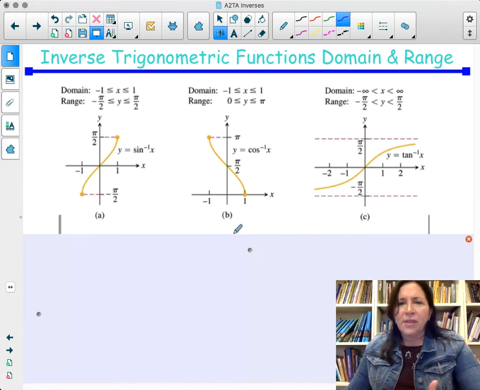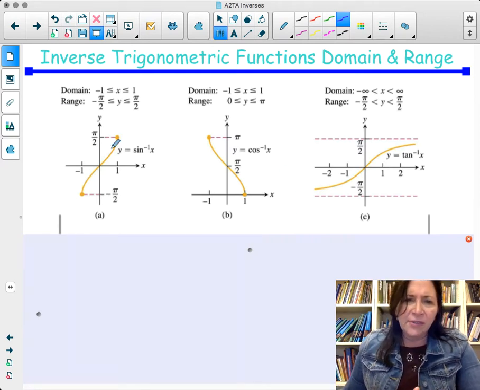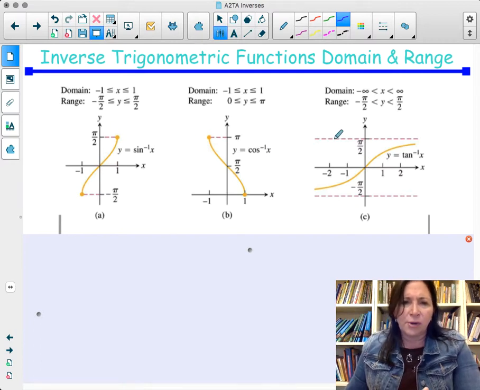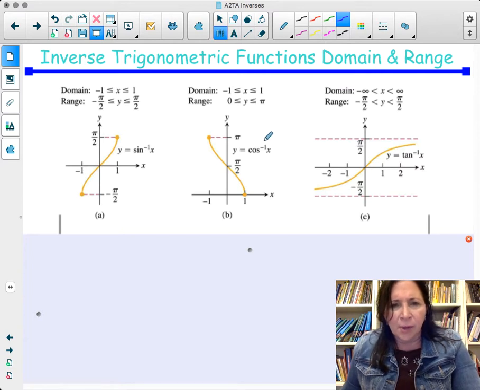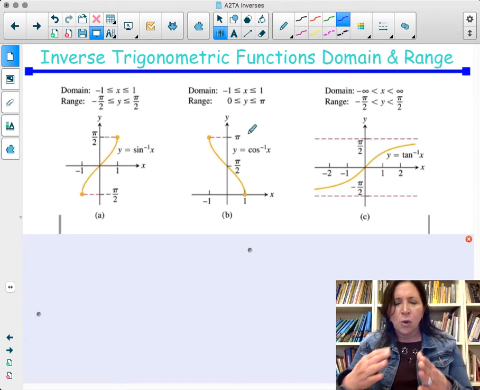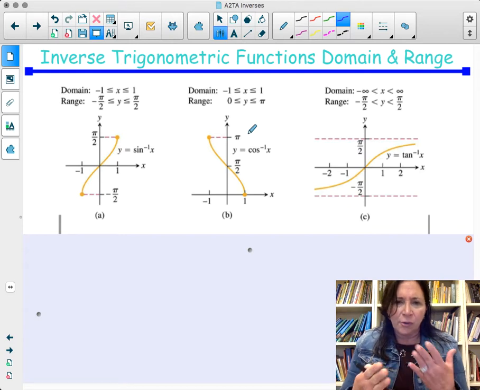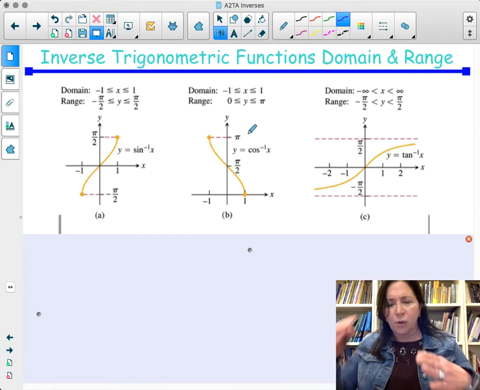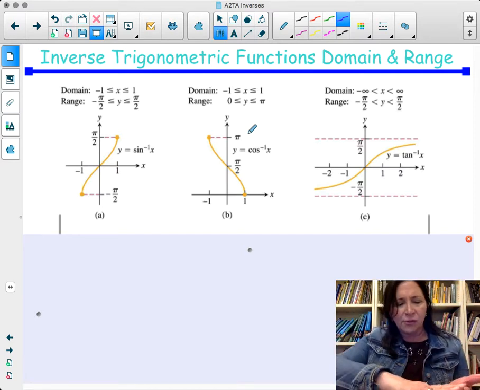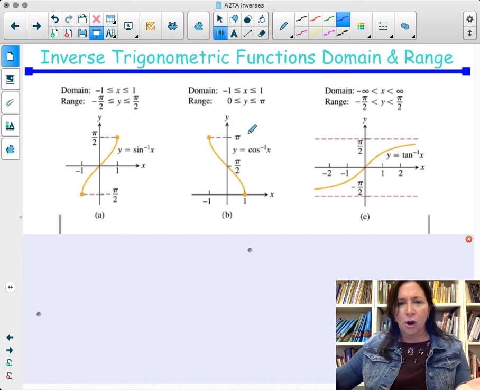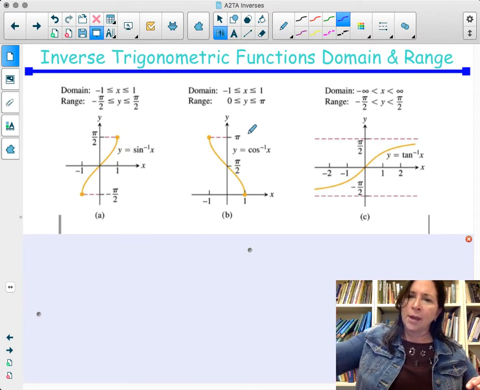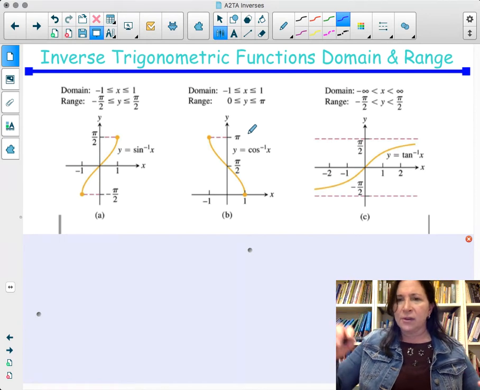Now, this tells me for my arc sine, arc cosine, and arc tangent, all my restricted domains and my ranges. Remember, if you have sine and you're asking what's the domain and range, these are reflected. If y equals sine of x, the domain is going to equal my arc sine range, and the range of y equals sine is going to equal the domain of y equals arc sine. So remember how those are equal to each other.